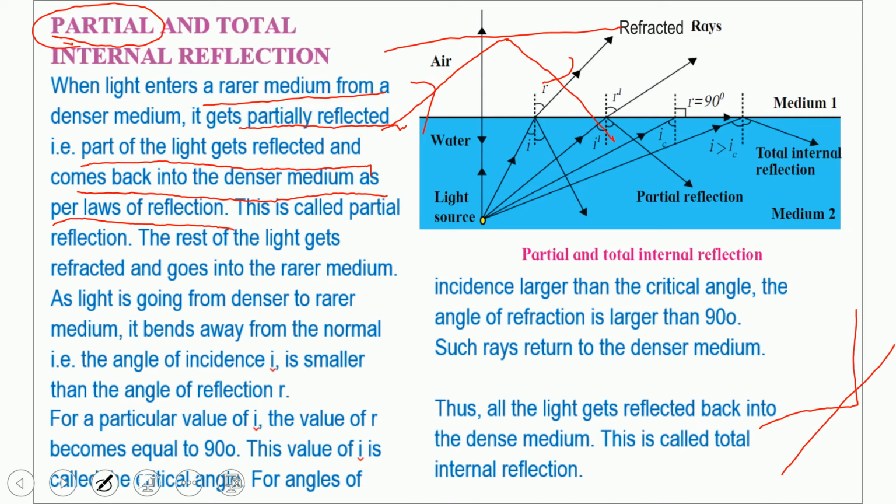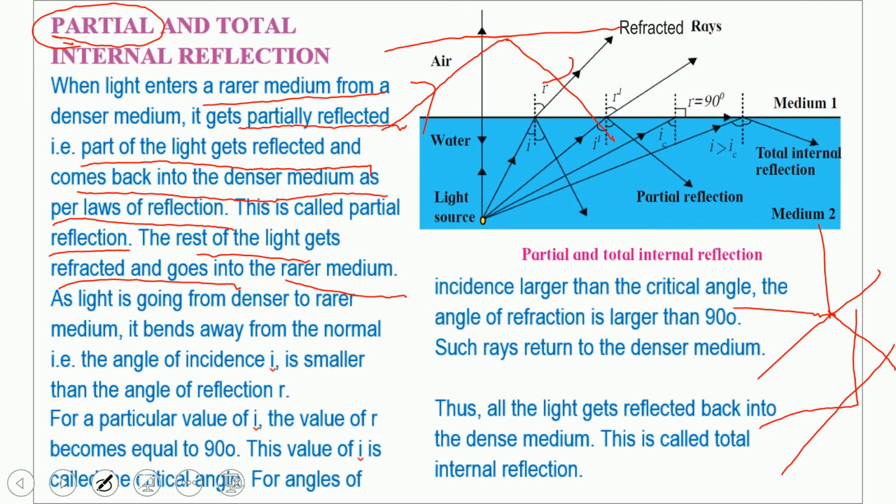Understand what partial reflection is. When light is passing from a rarer medium to a denser medium, some parts are reflected and some parts are refracted. That is what partial reflection is. Understand? Now the rest of the light gets refracted, that is, it passes to the other side.